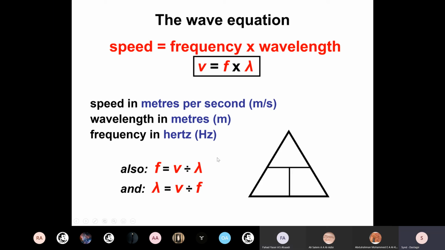Okay? And very important, because it could get confusing for you, we draw this triangle. All we need to do is cover one. So if we cover F, F equals V over lambda. If we want V, we cover V, and that means V equals frequency times wavelength. If we want wavelength, we cover wavelength, and our equation is speed divided by frequency. This is our triangle that we need to memorize, and it definitely helps us in the exam.